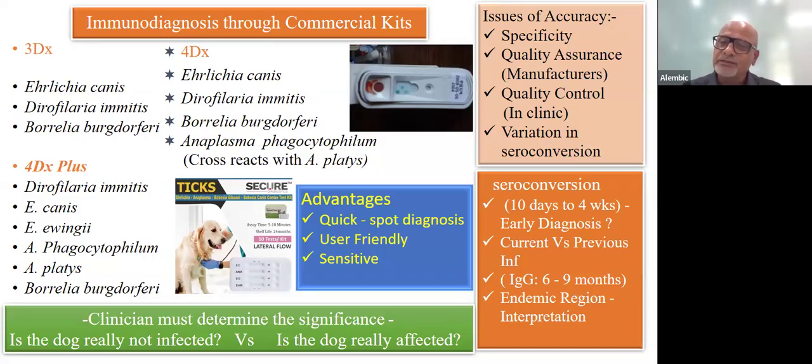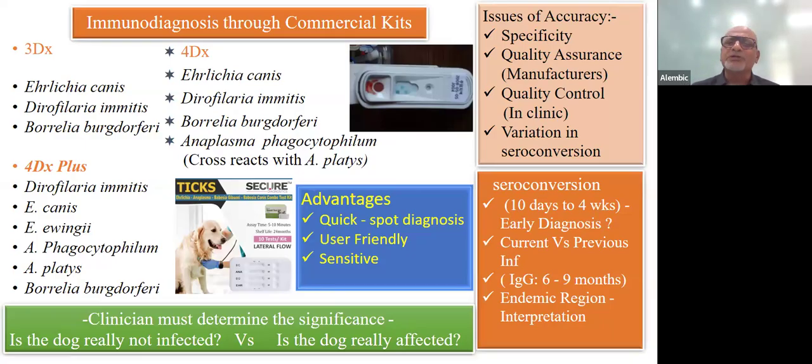Why that? In Dirofilaria, heartworm also, this is the test which detects the antigen. It is not antibody detection in Dirofilaria. Antigen of a female worm is detected here. And you also get cross reaction with Spirocerca lupi infection, or occasionally with Dirofilaria repens, which occurs in the subcutaneous tissue. So specificity is an issue here.